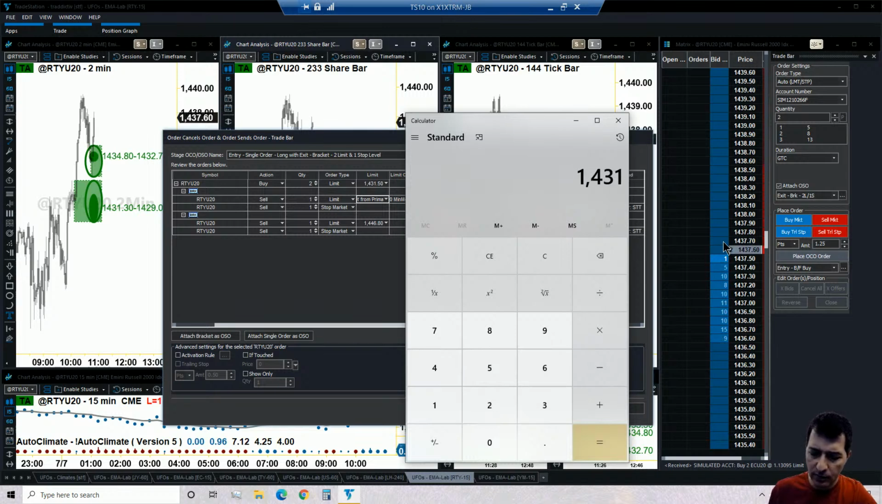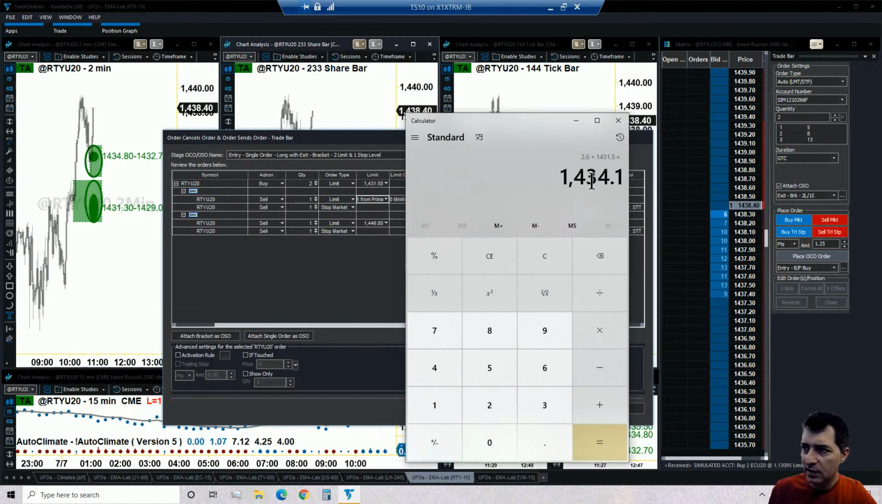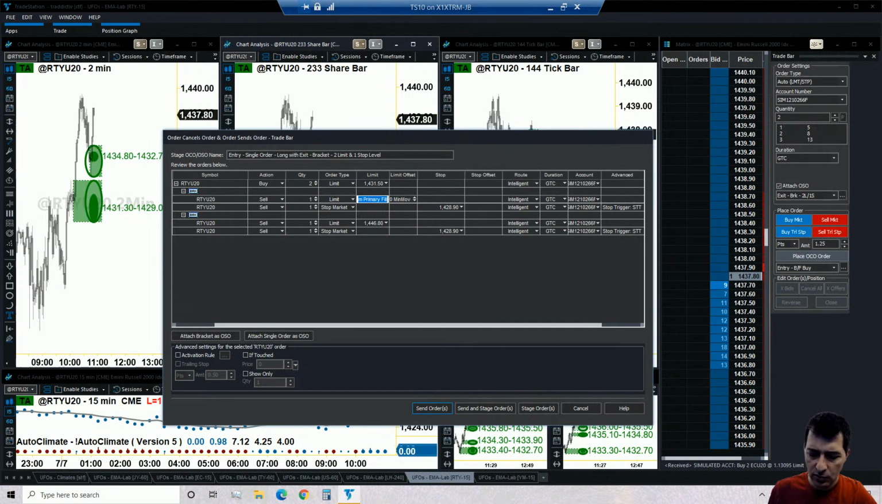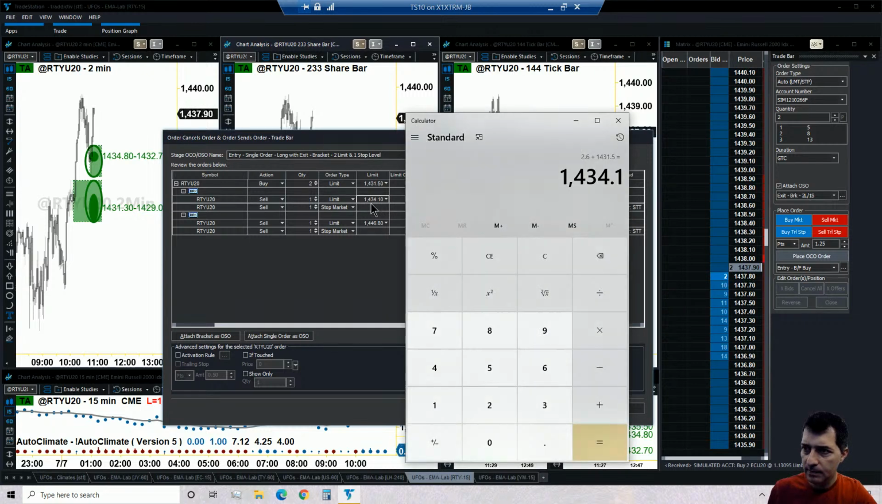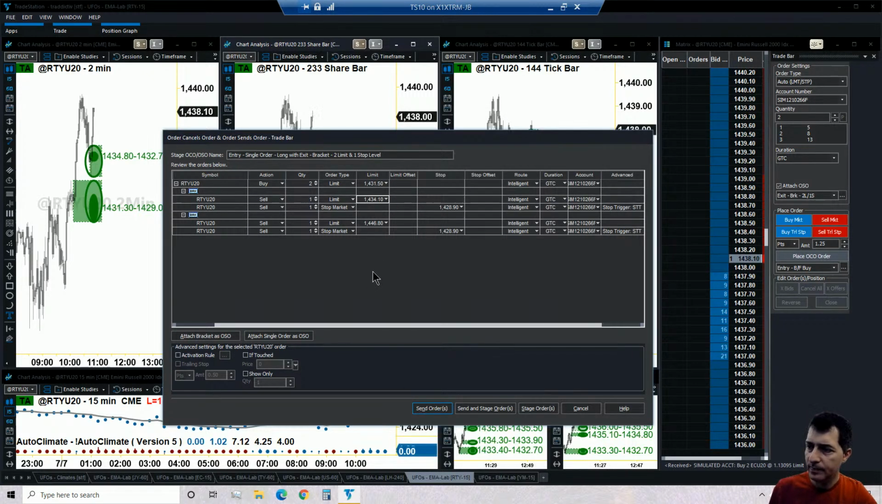So 1431.5 minus 1428.9, which is the stop, isn't it? So that's 2.6 points. If I project this above the entry, which is 1431.5, that gives me 1434.1. Okay, so 1434.1, that's the one. Yes, very good.